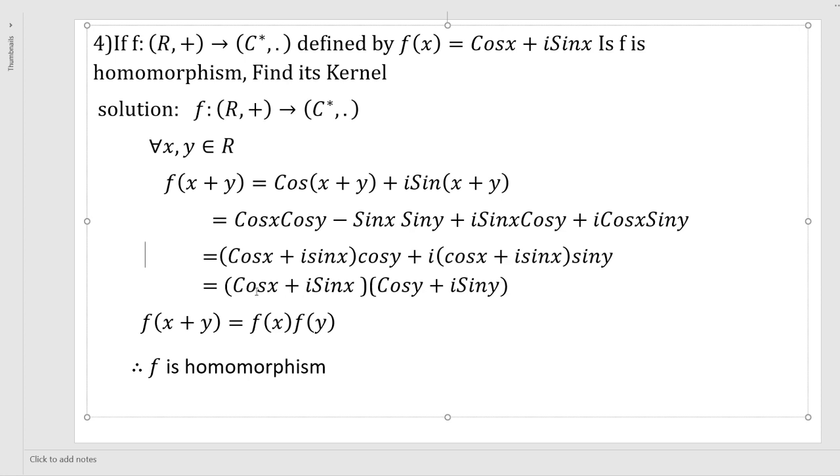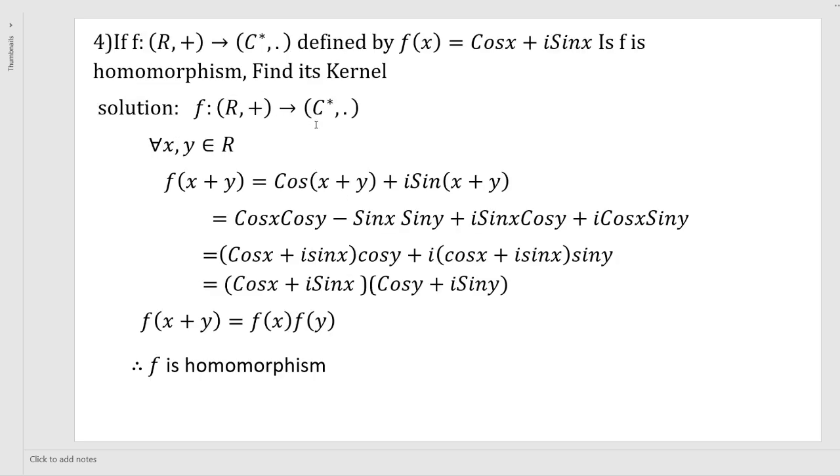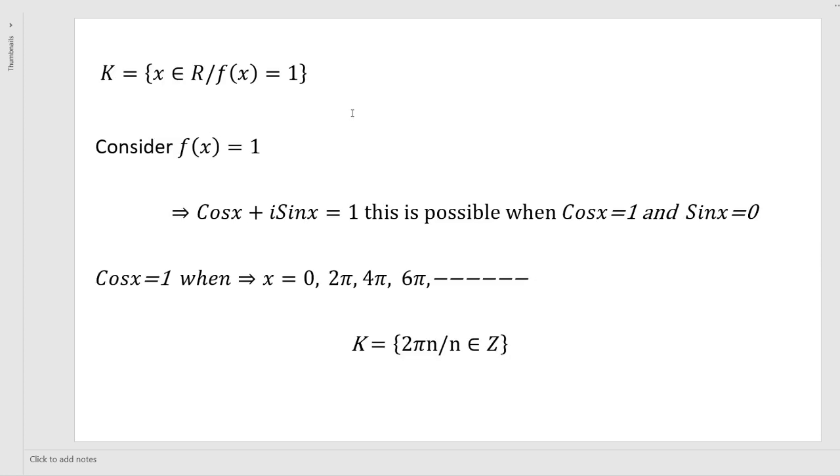Here the common factor, (cos x + i sin x) into (cos y + i sin y). So cos x + i sin x is f(x), and cos y + i sin y is f(y). So f(x + y) is equal to f(x) into f(y). Therefore, f is a homomorphism. Then the kernel, K is equal to x belongs to R such that f(x) is equal to 1, because the codomain set is defined under multiplication. Therefore, the identity element is 1.